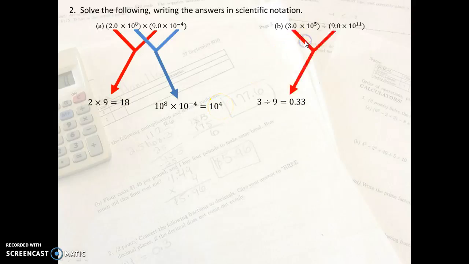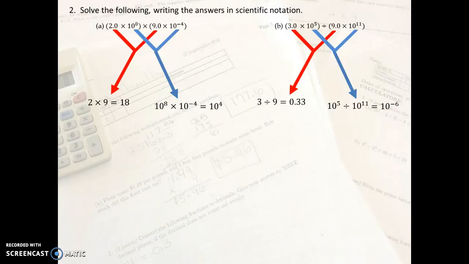When we get over here, numbers with numbers, 3 divided by 9, the calculator gives me 0.33. Exponents with exponents, however, look for the pattern. If I multiply exponents, in this case I added those. If I divide exponents, I'm going to go ahead and subtract. 5 take away 11, it's going to be negative, but we got it.